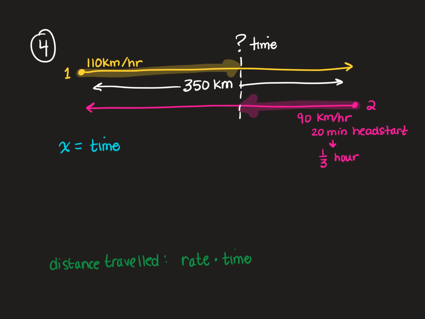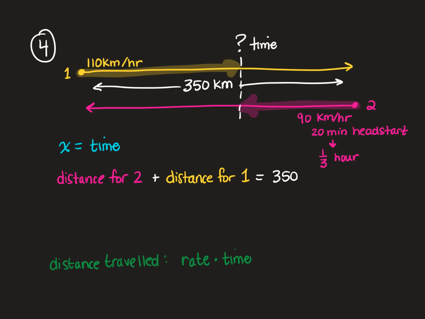And that equation is going to look like this. I'm going to take the distance for train 2, and add to that the distance for train 1. And when I do that, what I should get is 350 kilometers. And that's going to tell me when they would meet. Now I need to write an expression for each of those 2 distances.